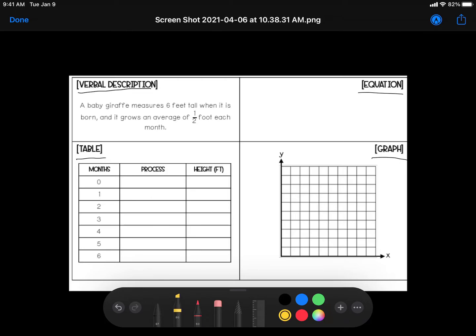A baby giraffe measures 6 feet tall. Okay, I feel like that's important. When it is born, and it grows an average of a half a foot each month.